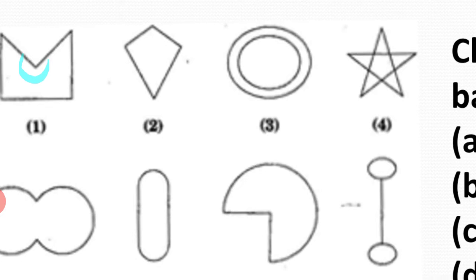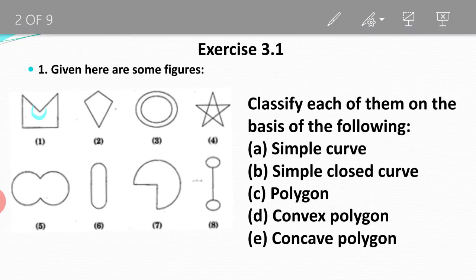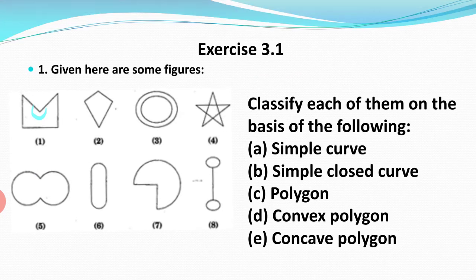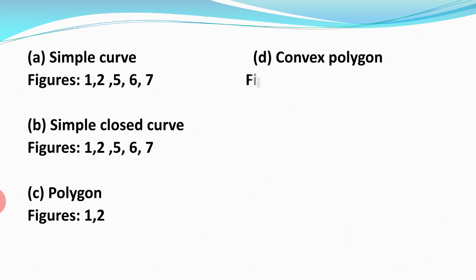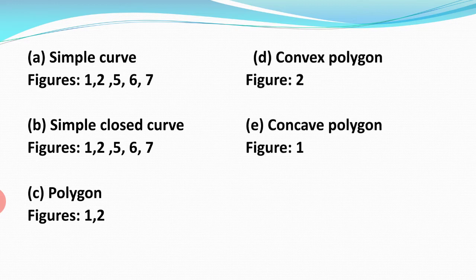So we can summarize all these concepts and write easy answers as we have written here. Simple curve, which figures? 1, 2, 5, 6, 7. Then simple closed curve, the same. Then polygon, which are those? 1, 2. Out of that, convex is 2, and concave is the first one. So this question brings clarity in understanding the curves and concepts related to curves and polygons.